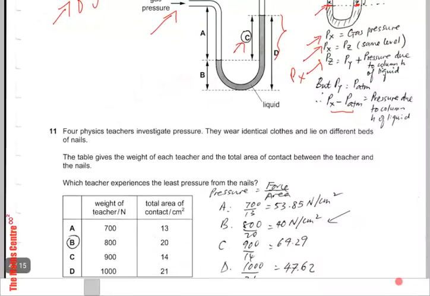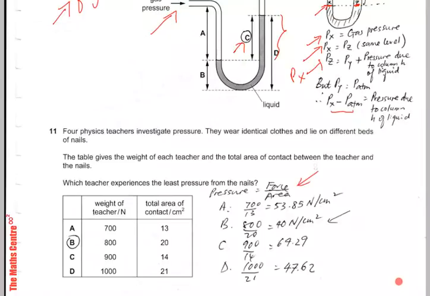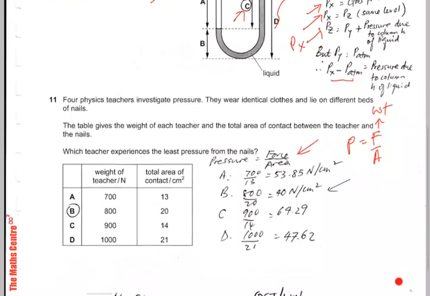So first off, let's go ahead and define pressure. Pressure is defined as force over area. So we can write P equals F over A. In this question, the force is the weight of the teachers. Now all we have to do is use a calculator and work out the pressure for each teacher, and I've done all the calculations here for you.